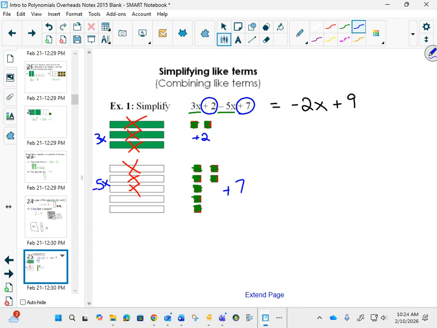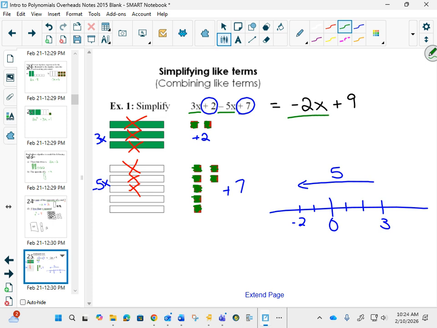And we have to think of our integers. Here's my number line. If I have 3 of something and I minus 5, subtracting is always going in this direction. Where would you end up if you started at 3 and went back 5? Well, 3 would get me to 0, and then 2 more would get me to -2. Notice that's what we got as our answer for the x's. So if you're able to do the integer math, it's often quicker than the Algetiles.